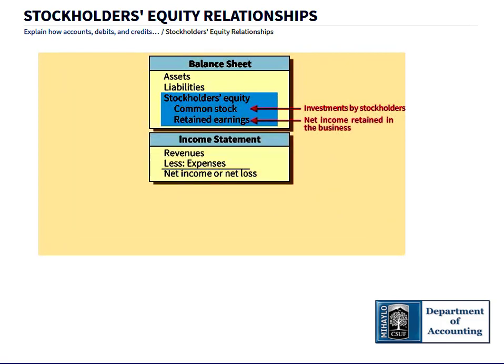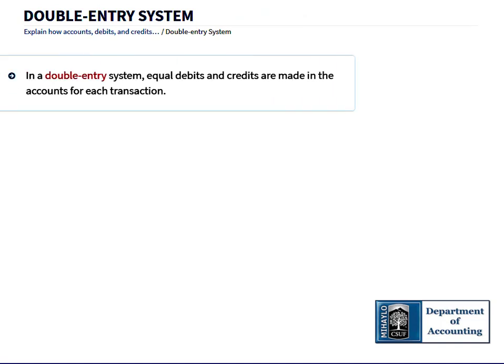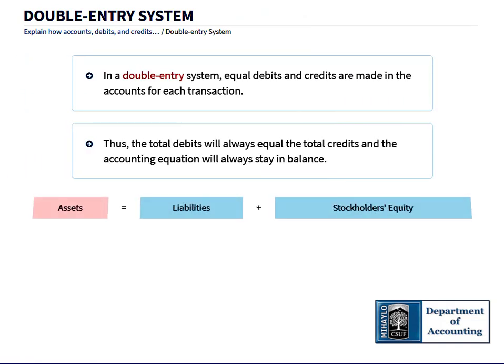Recall from Chapter 1 that dividends, revenues, and expenses are eventually transferred to retained earnings at the end of a reporting period. As a result, a change in any one of these 3 items affects stockholders' equity. Each transaction must affect 2 or more accounts to keep this equation in balance. Accountants use a double entry system to maintain this balance as transactions are recorded.